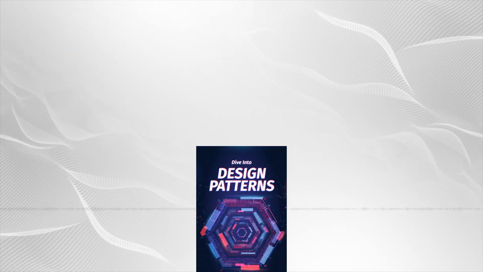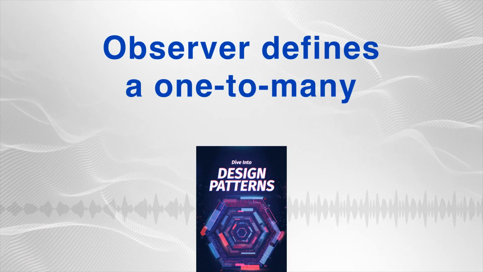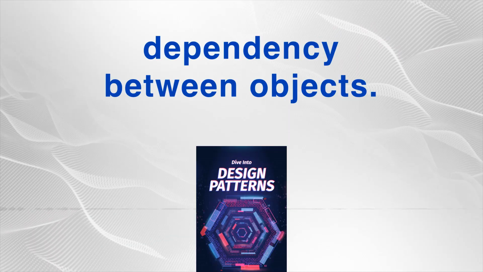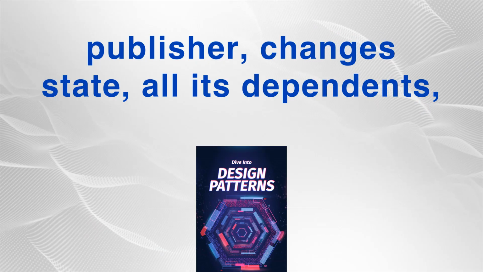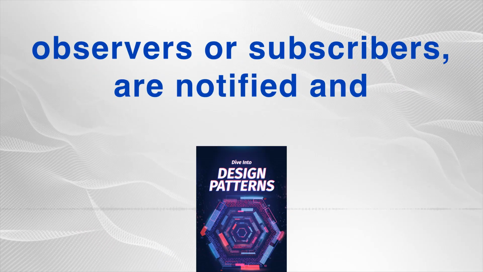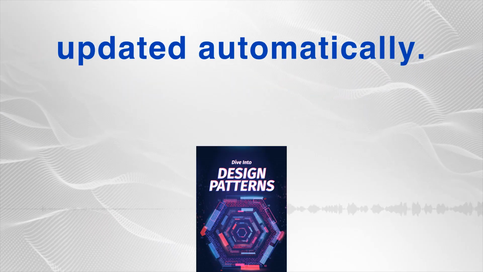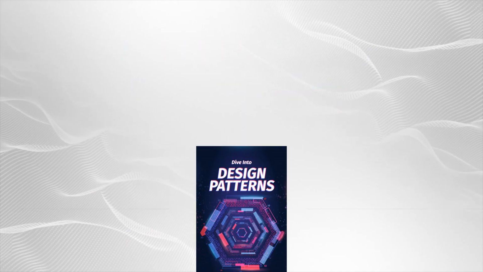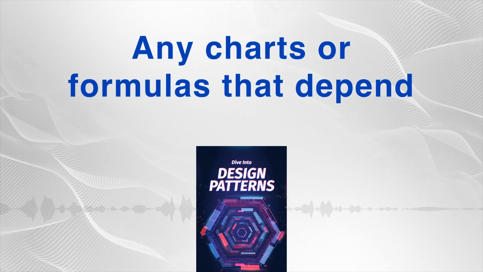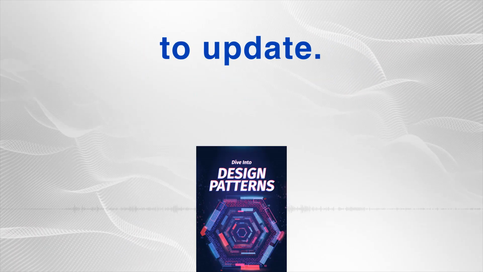Okay, that makes sense. Let's talk about observer. Observer defines a one-to-many dependency between objects. When one object, the subject or publisher, changes state, all its dependents, observers or subscribers, are notified and updated automatically. Think of a spreadsheet. When you change a cell's value, the subject, any charts or formulas that depend on that cell, the observers, need to update.